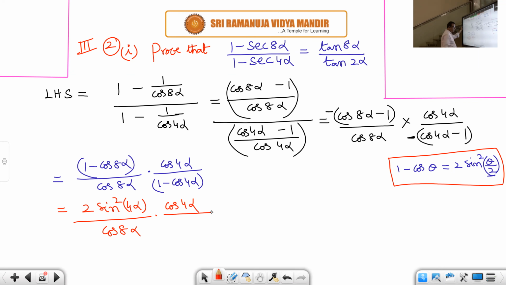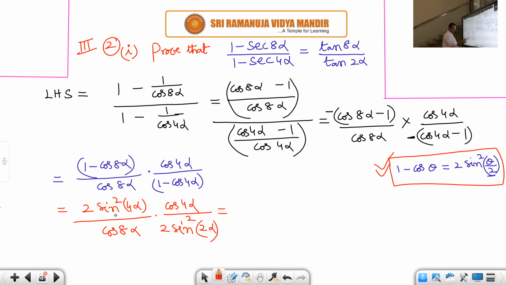Now 1 − cos 4α. How do you write it? Using the same formula. Sir, 2 sin² α into 2α, sir. Correct. Please correct yourself. 1 − cos 4α is equal to what? See the formula on the board. Sir, 2 sin² 2α, sir. That's all. 2 sin² (4α/2) is 2α.